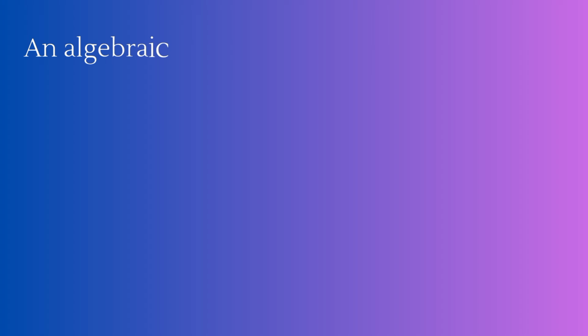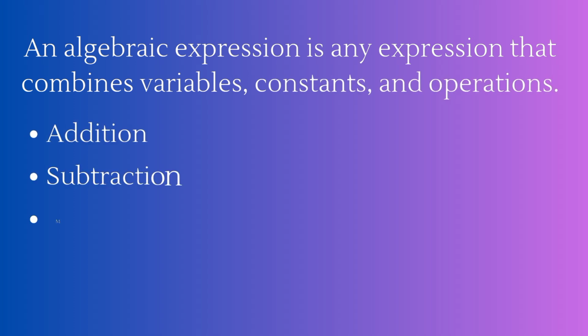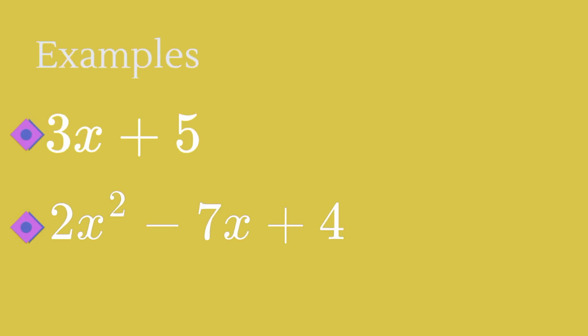An algebraic expression is any expression that combines variables, constants, and operations such as addition, subtraction, multiplication, and division. For example, 3x + 5 is an algebraic expression. 2x² − 7x + 4 is another example.